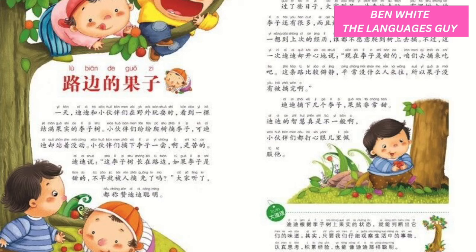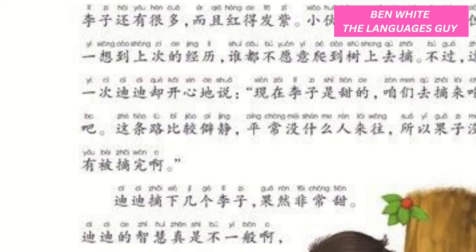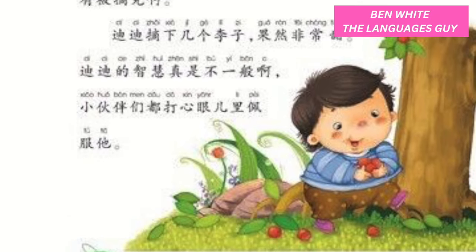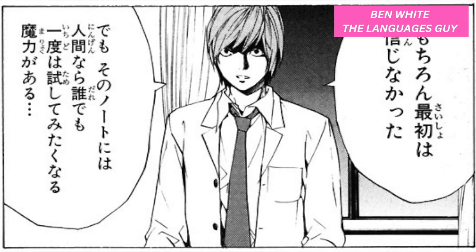For Chinese, you need to get your hands on pinyin dual text stories. Start by learning the pinyin, then go back and learn the characters. For Japanese, you need furigana dual texts. Learn hiragana and katakana first, then use furigana to learn the kanji.